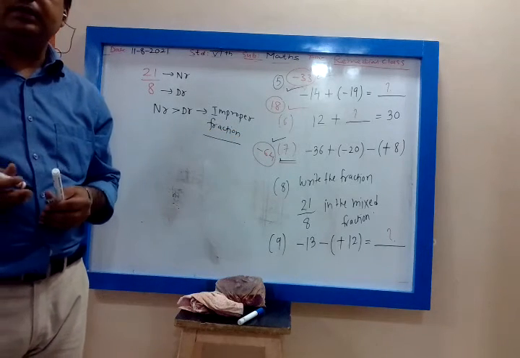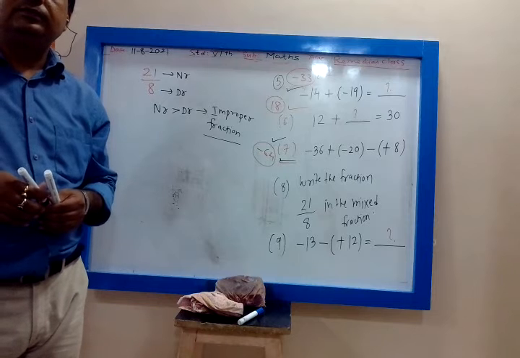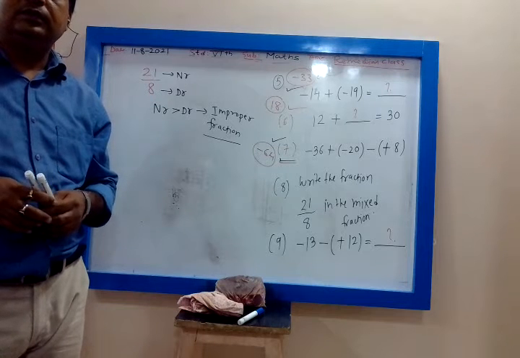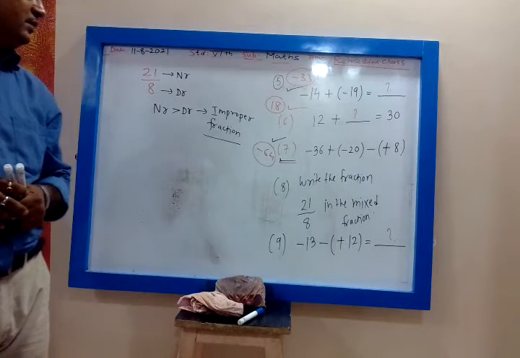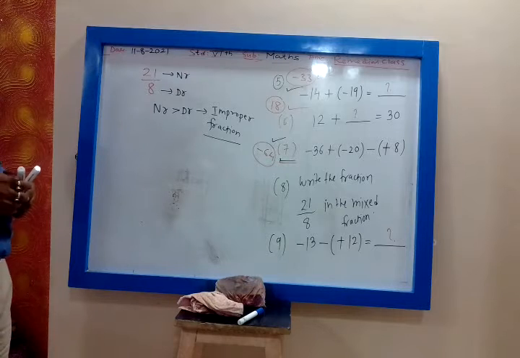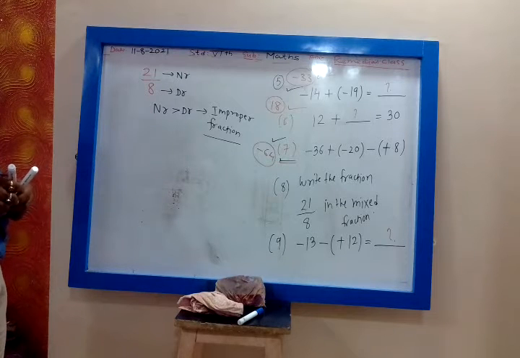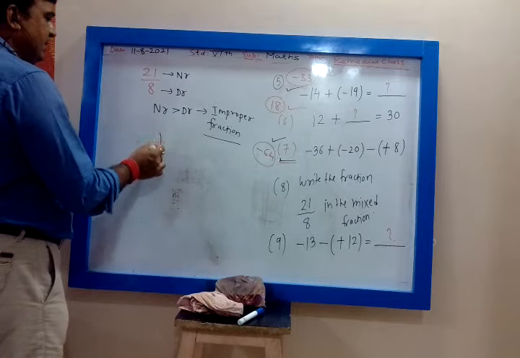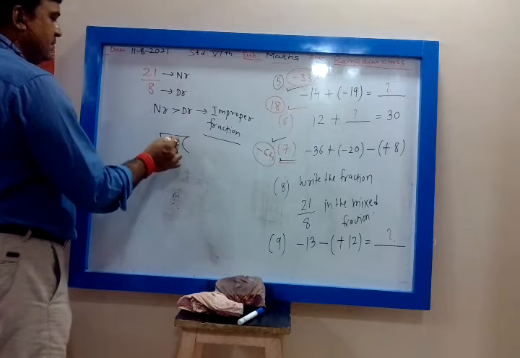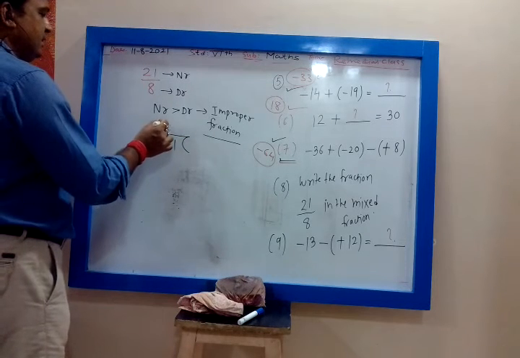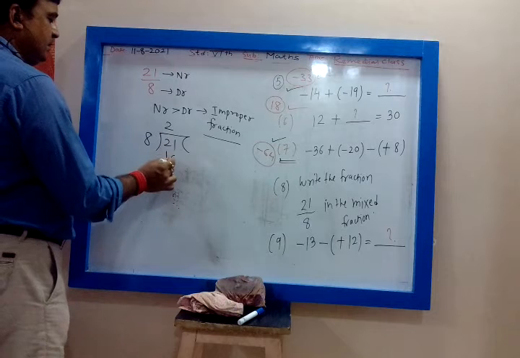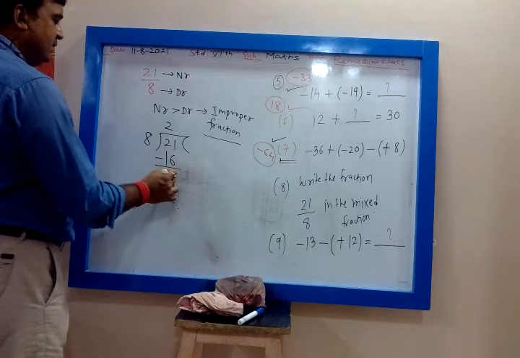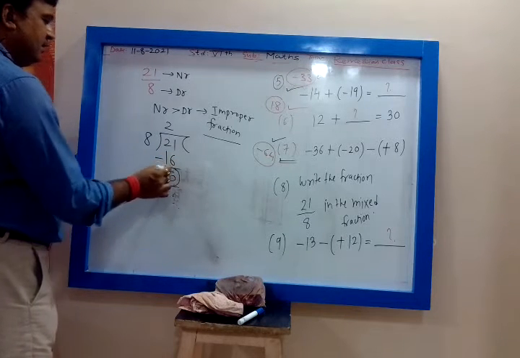Yes, I can hear you. Tell me the answer. What is the answer? Divide 21 by 8. 8 2s are 16. 21 minus 16 is 5. So my remainder is 5.